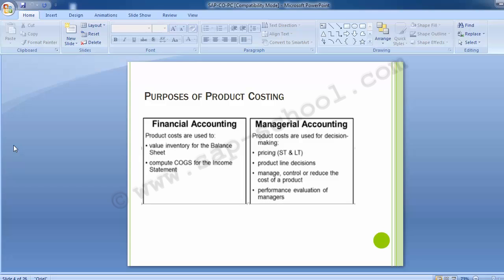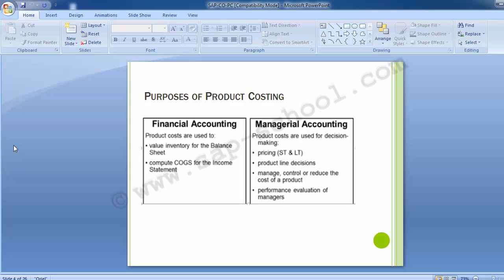The product line decisions have to be decided on the basis of the product cost. In the product line decisions, the management looks into what is the actual cost of the product, what is the sale price, and what is the profitability that the organization has been able to make with that particular product. Accordingly they decide the product line for the organization for the future ahead. It also includes managing, controlling or reducing the cost of a product by various steps being taken for the reduction.